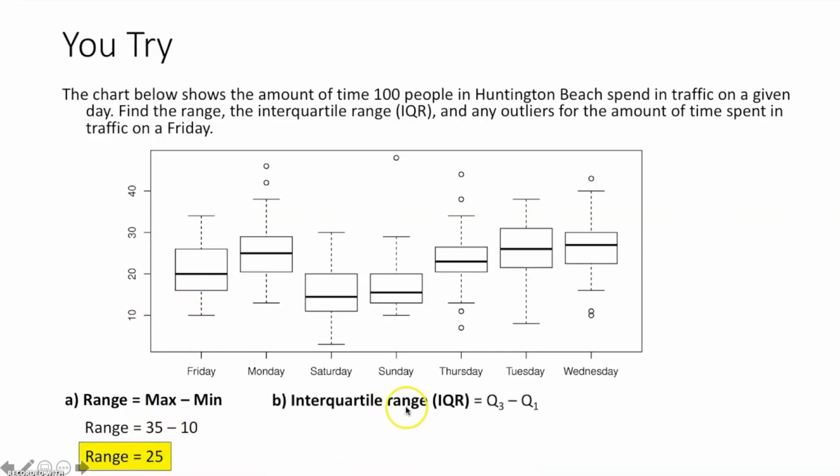Your interquartile range is Q3, your third quartile minus your first quartile. So that looks like it's going to be about 26 minus 16. And that gives you an interquartile range of about 10. Last but not least, outliers. No, we don't have any points outside our max or our min. Therefore, we have no outliers here.